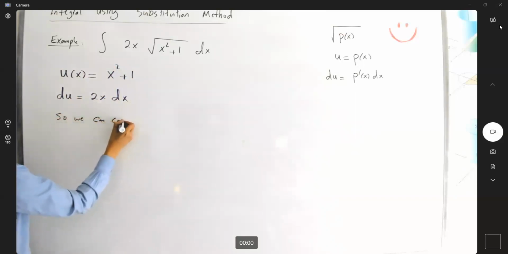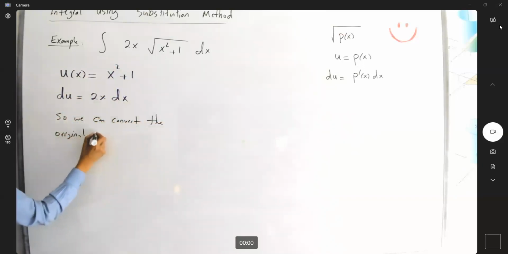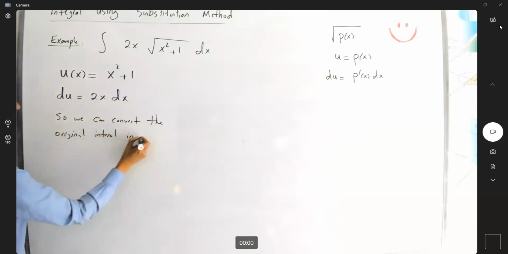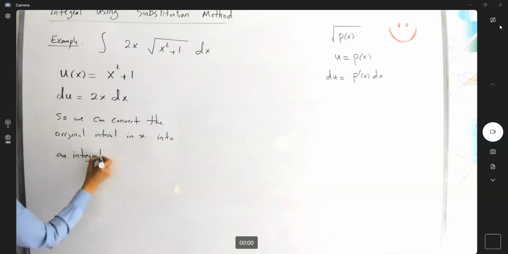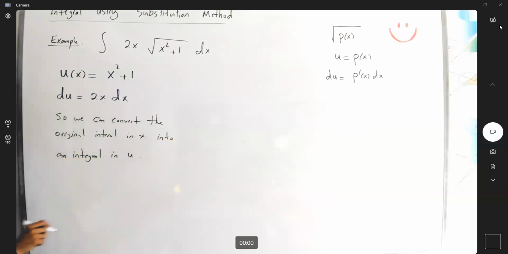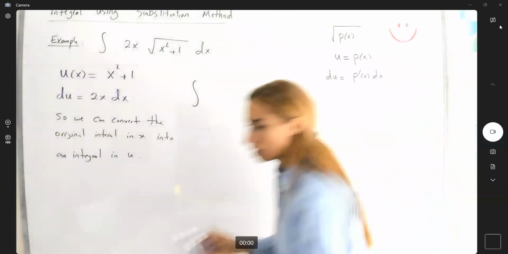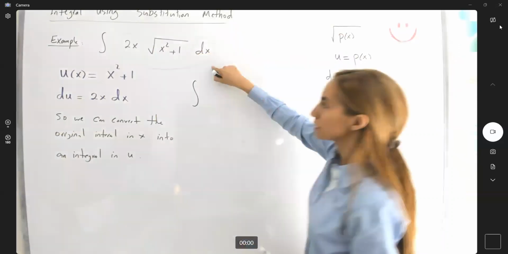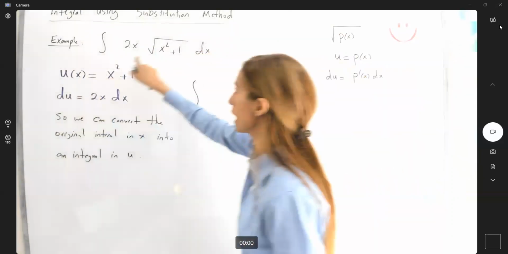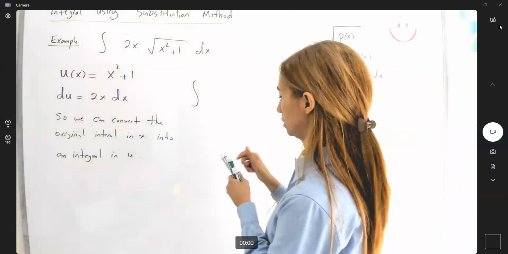So we can convert the original integral in x into an integral in variable u. So let's take a look. The integral symbol stays the same. What do I have? I have 2x dx. Another name for 2x dx is du, and you have square root of x squared plus 1. Very good. So let me use a different color.